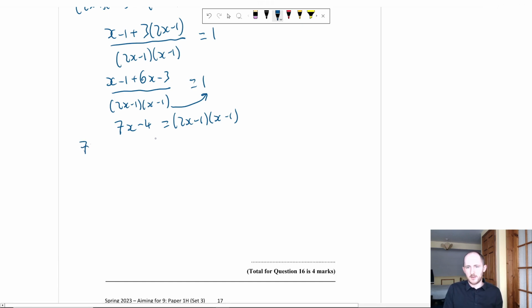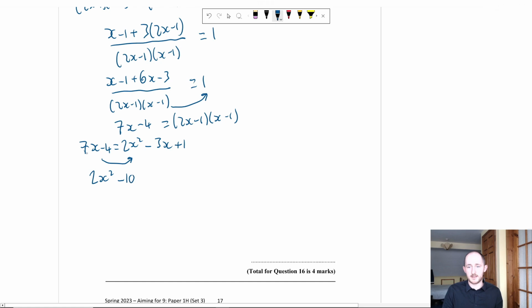So 7x minus 4 equals, that would be 2x squared, minus x minus 2x, that would be minus 3x, minus 1 times minus 1 is positive 1. I'm going to move this stuff on the left hand side to the right hand side, so move that all over. That gives me 2x squared minus 3x minus 7x, that's minus 10x.